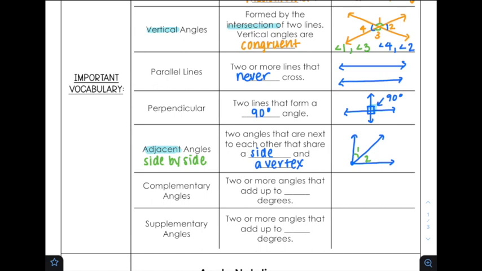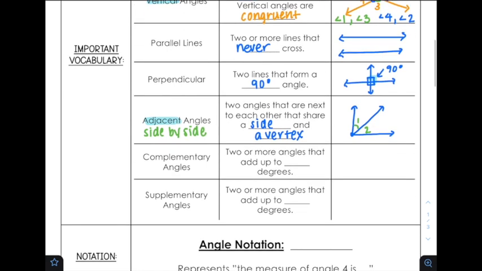Complementary angles are two or more angles that add up to 90 degrees. So if we have an angle that's 55 degrees and an angle that's 35, these two angles would be complementary, because if you add 55 and 35, you're going to get 90.